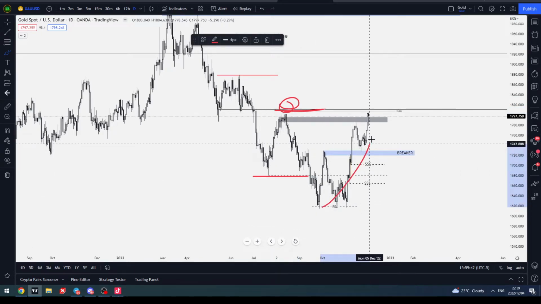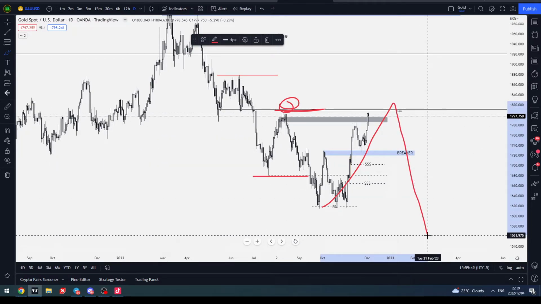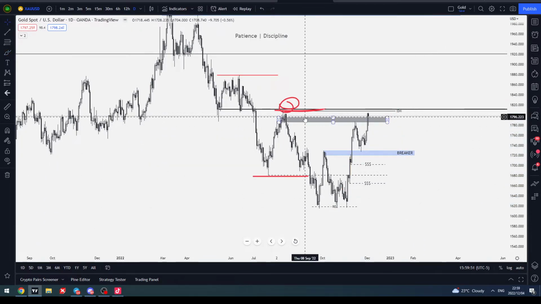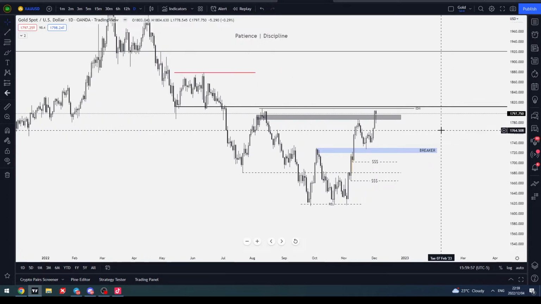There is no short entry until inducement liquidity has been taken. So as inducement liquidity is taken, then we can do that. So gold's almost ready. Soon.